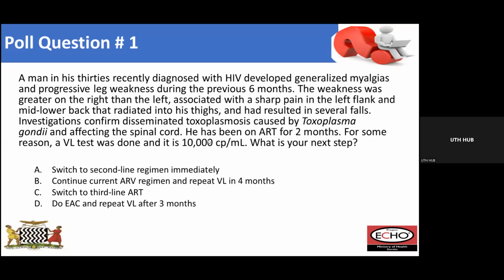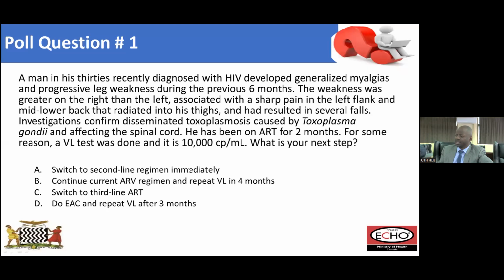So much for highlighting that case. I hope with the network we've been able to see that case. And so I will just share the poll. Maybe you can now post your answers. What are your next steps?